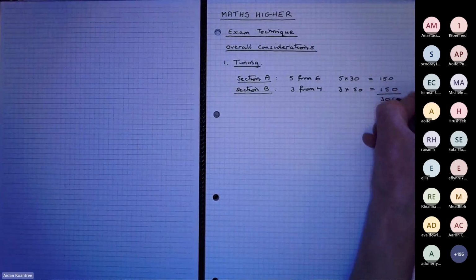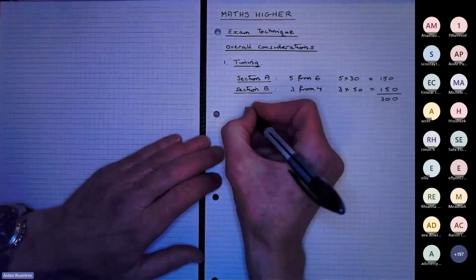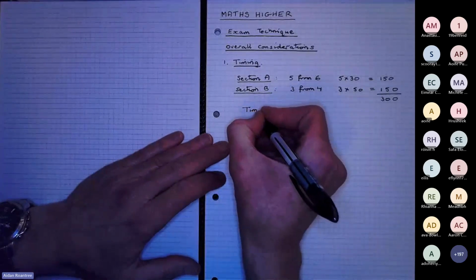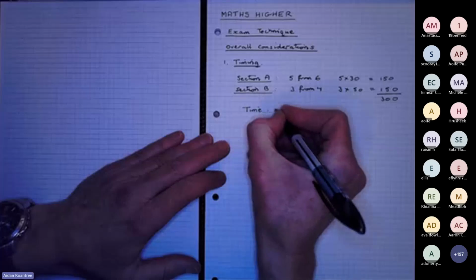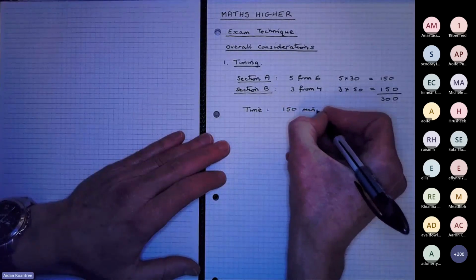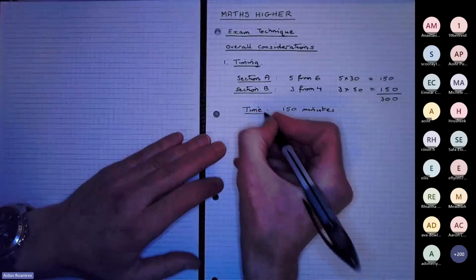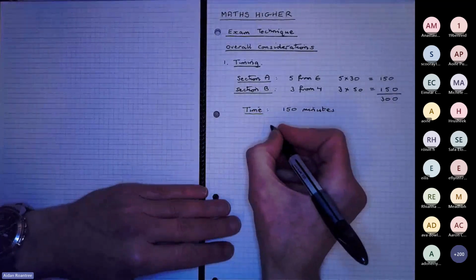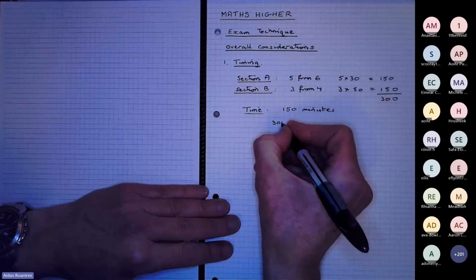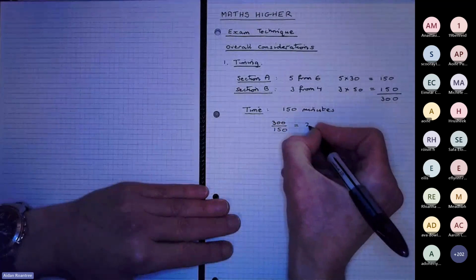Now, how does this affect the timing? It's very simple. In the exam, the time is 150 minutes, 2.5 hours. So you can do a very simple calculation to see how many marks you should be getting each minute if you're on track. The simple calculation is 300 divided by 150, and that gives you 2 marks per minute.